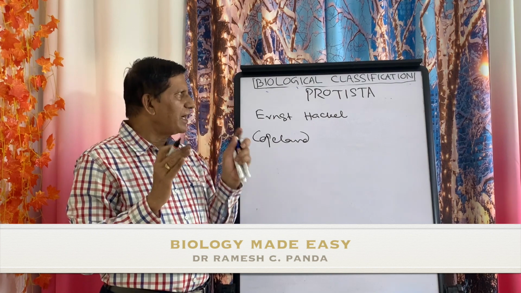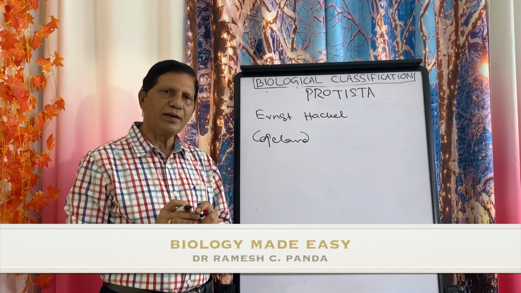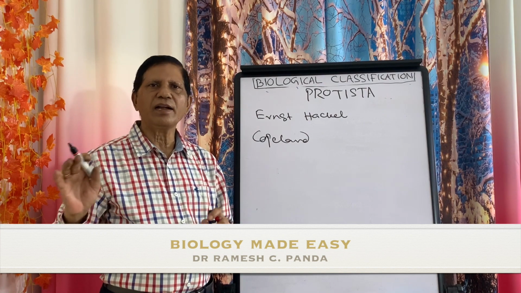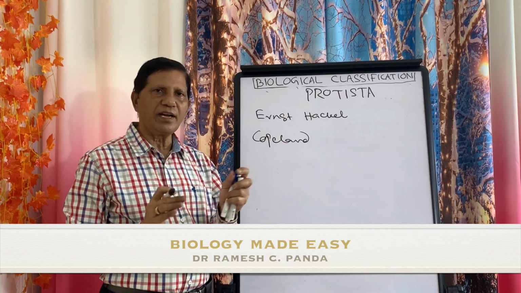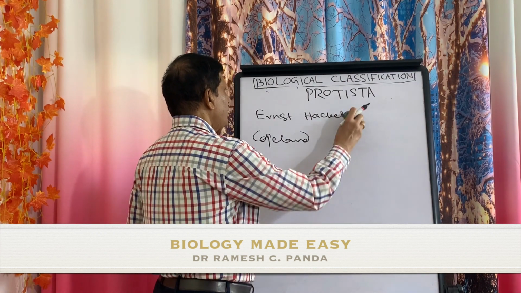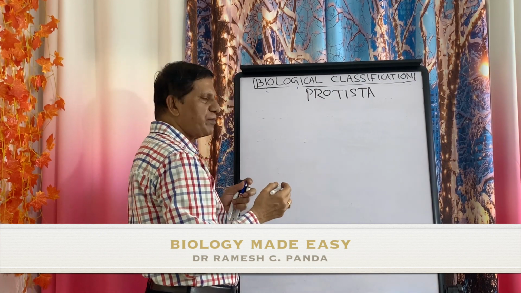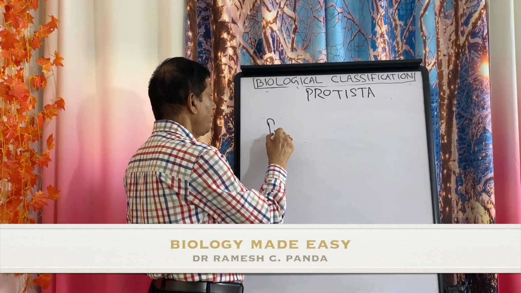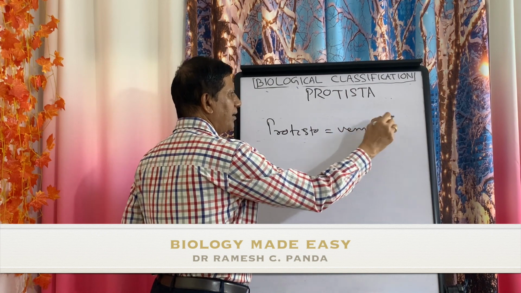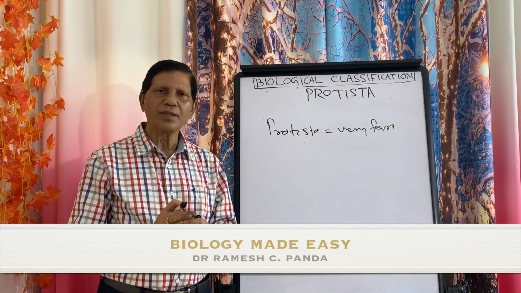So when we are discussing Protista, we are discussing according to the five kingdom system of classification given by Whittaker, where Monera is one group, Protista is one group, Fungi is one group, then Plantae and Animalia. Now first thing is, what is the meaning of this Protista? This word comes from a single word, protisto, which means very first. And what type of organisms are included in this Protista?